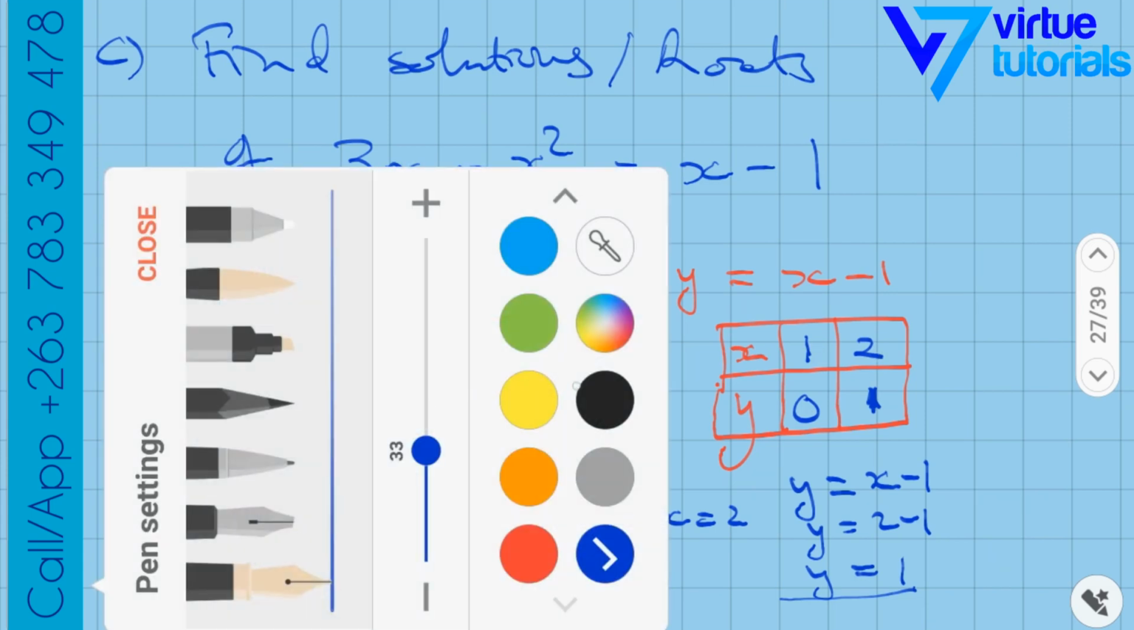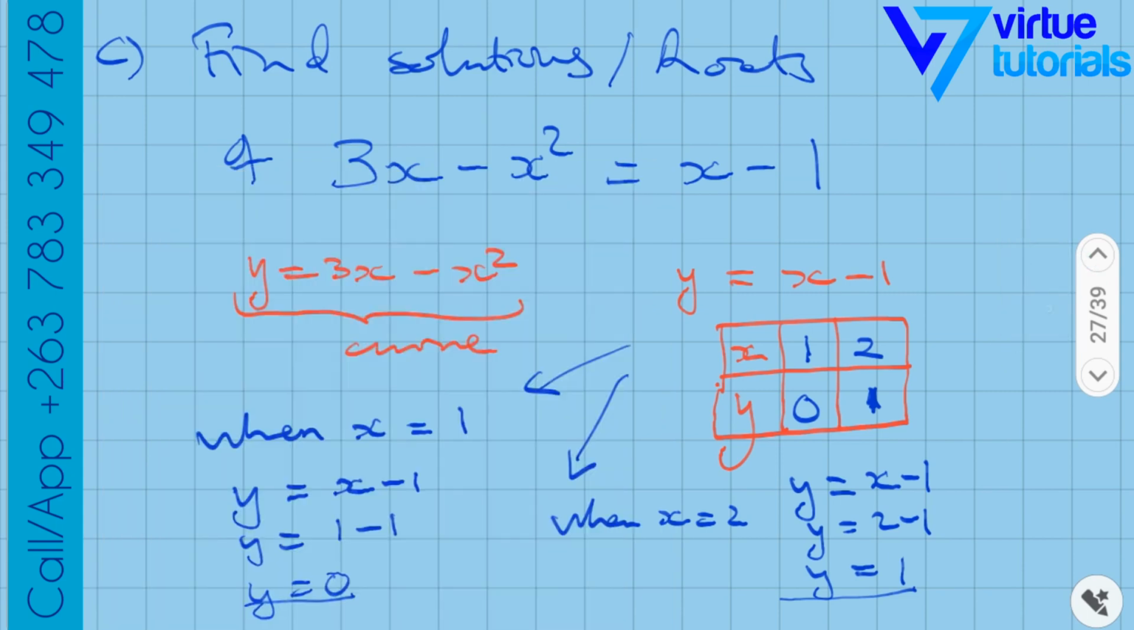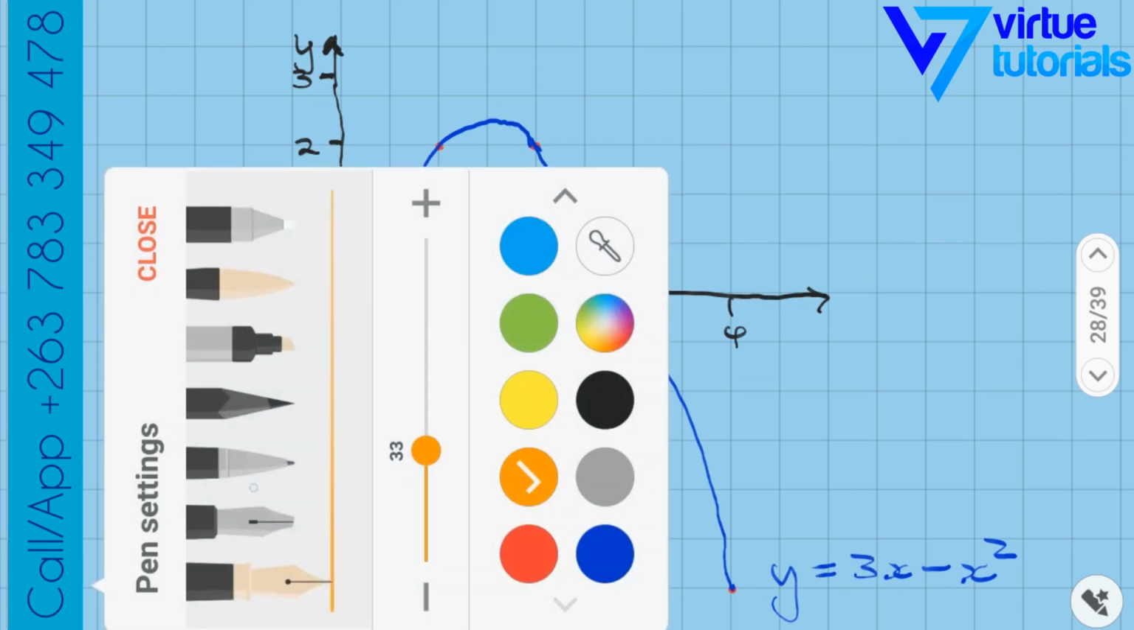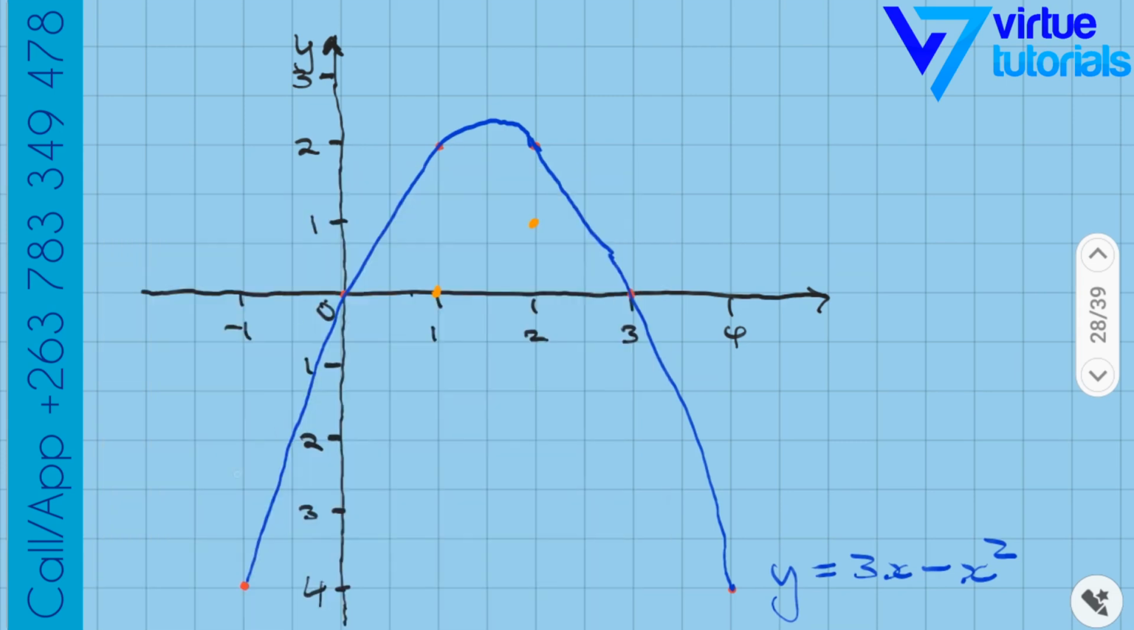So let's just mark those 2 points on the graph. 1, 0, and 2, 1. So we have 1, 0. This is the first point here. And then we have 2, 1. That's the second point there. Once we've done that, we can now draw our line. Our line passes through those 2 points. So we draw a straight line that passes through those two points. This is our line y is equal to x minus 1. Let me just make that clear.